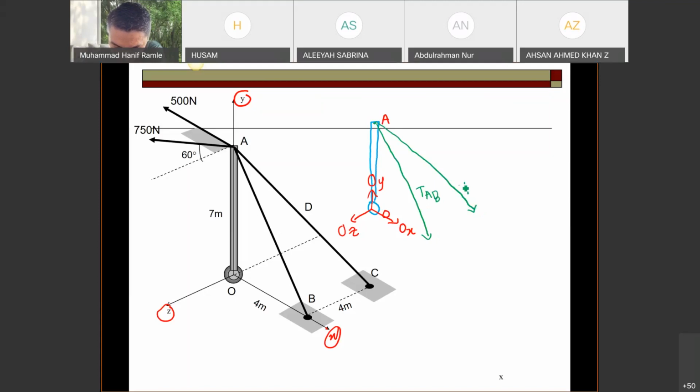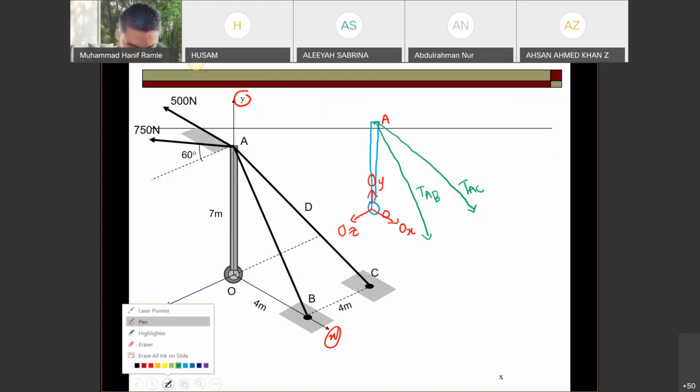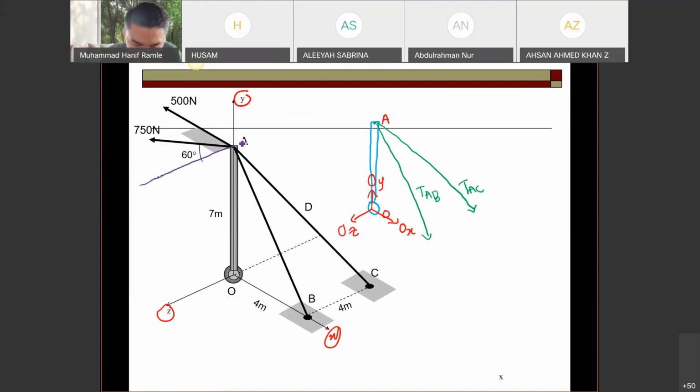This one is TAC. Okay, and don't forget to put the external forces there, which is 500 Newton. Make sure that you understand the plane. This is the plane. Okay, and this is plane as well. So make sure you understand the plane.